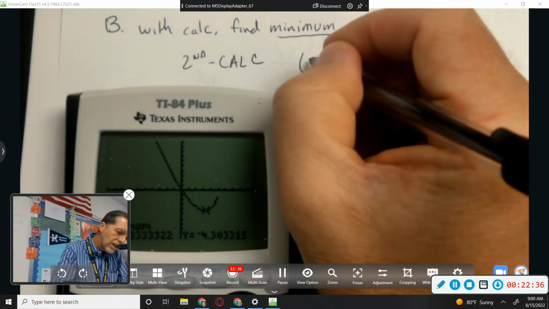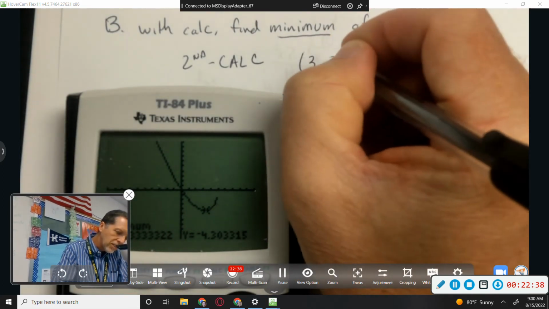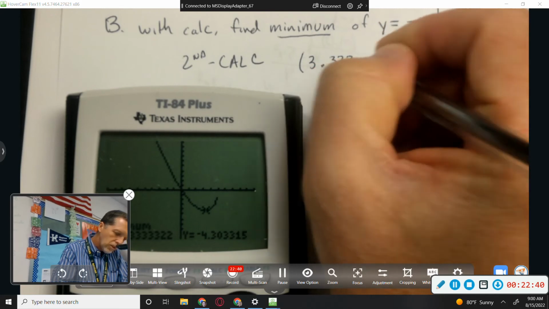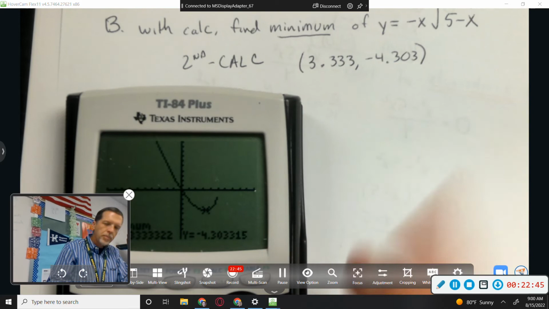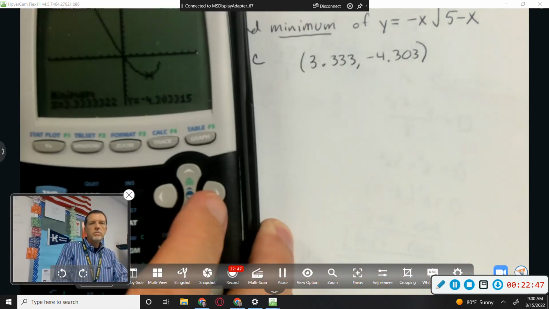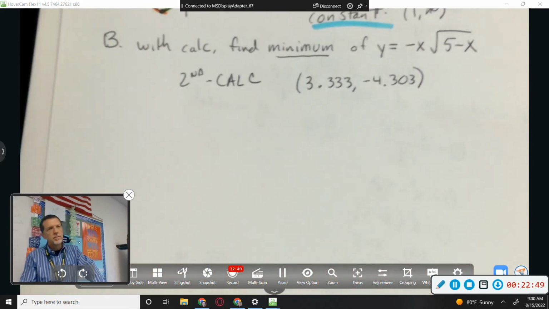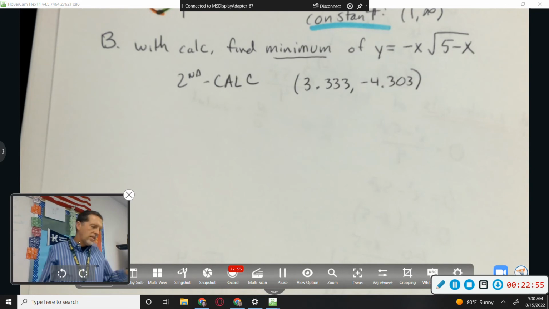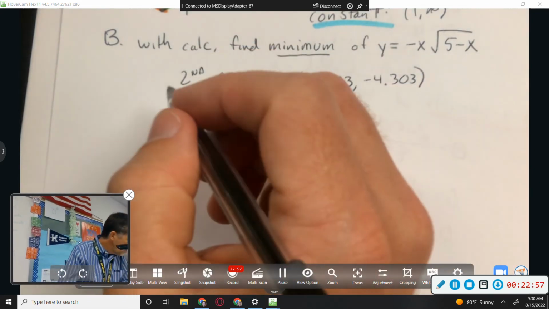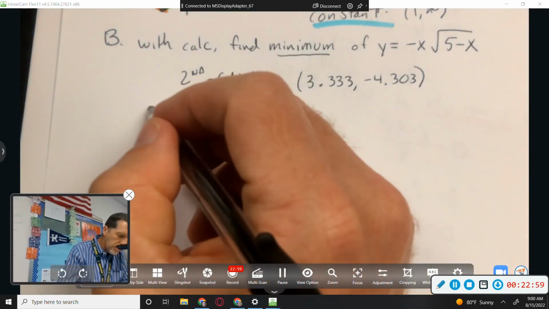And the answer, to 3 decimal places, is 3.333, comma, negative 4.303. That is the minimum. The bottom of the valley, lower than its neighbors, however you want to phrase that. Little side note before we move on to the next interval.